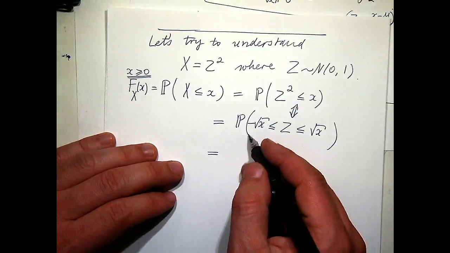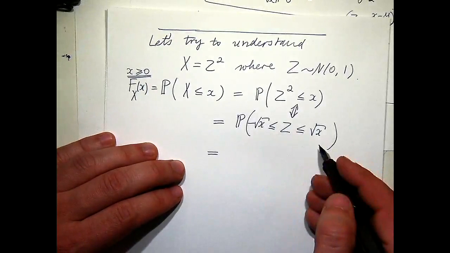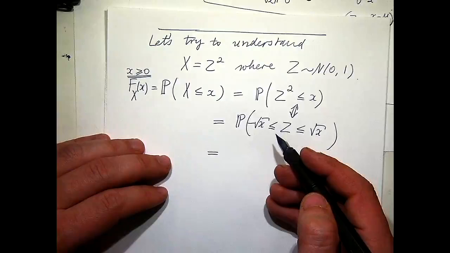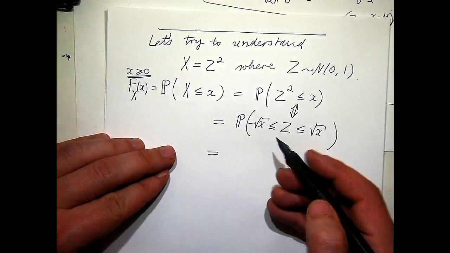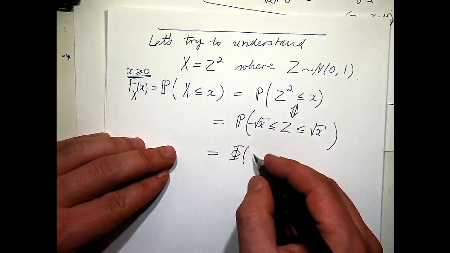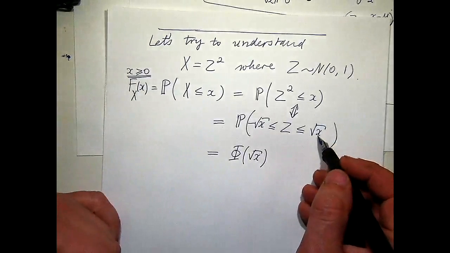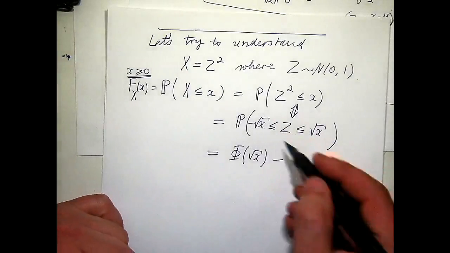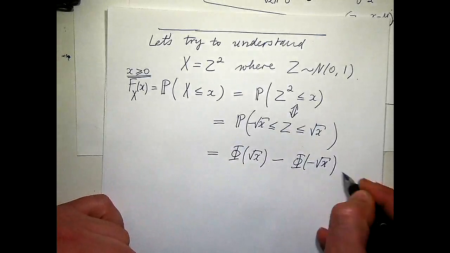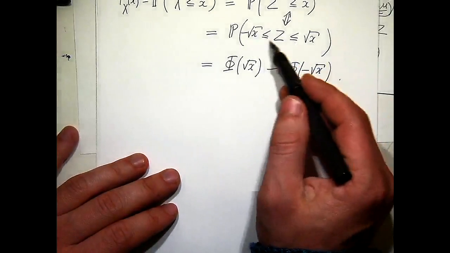And now I can write that as, well, there are two ways to do this: actually writing down an integral, or we could just write this as phi of square root x. Now that itself would give you the chance of being less than or equal to square root x, but I have to subtract all the ones that are less than minus root x. Minus phi of minus square root x. Does everyone see what I did there?